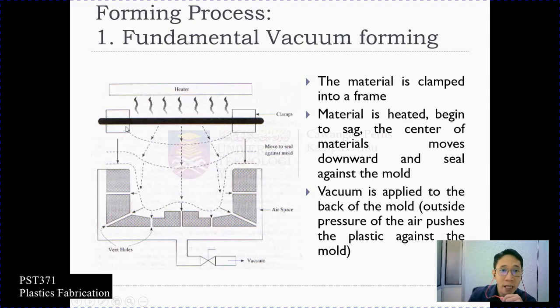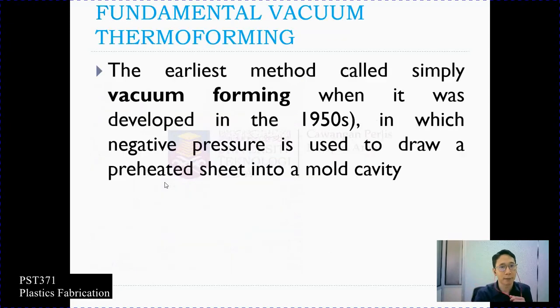If you can see here, this is some of the illustration at the dotted line. This is the sag area. Okay, see this plastic starts to sag, and then vacuum is applied to the back of the mold, so outside pressure of air pushes the plastic against the mold. Okay, so basically awak clamp material, awak heat sampai dia lembut, and then awak akan guna vacuum pump untuk sedut dia lah, okay, dapatkan bentuk of the cavity. So basically that's the technique of the fundamental vacuum forming.